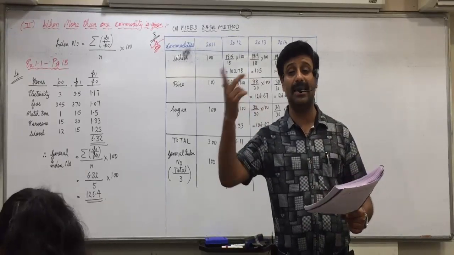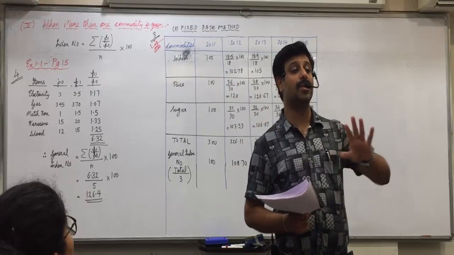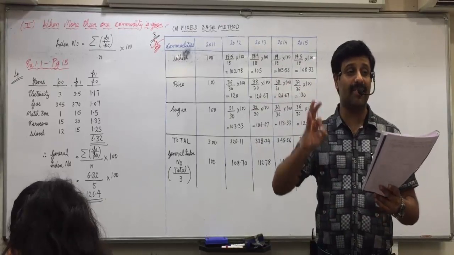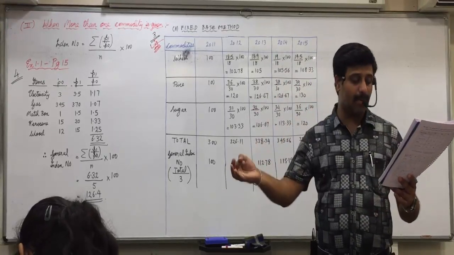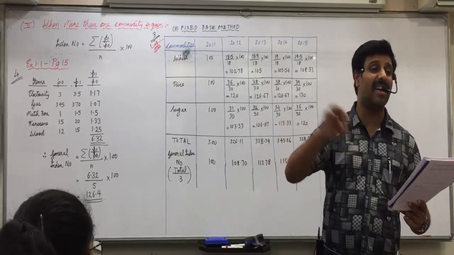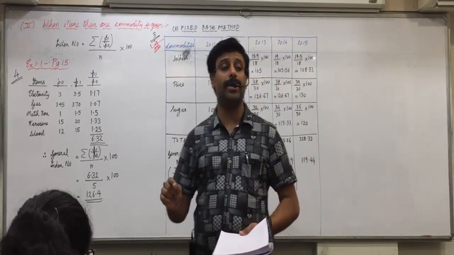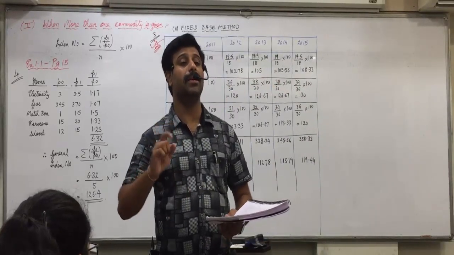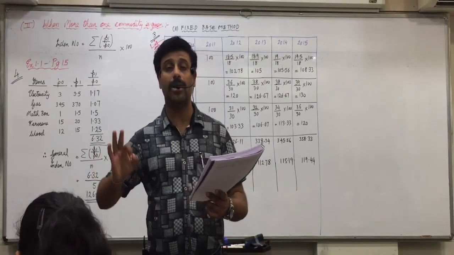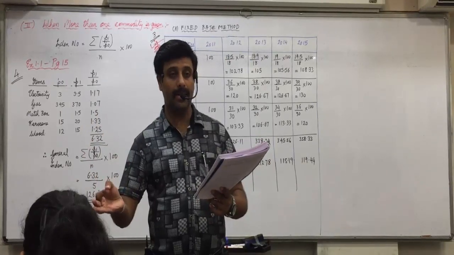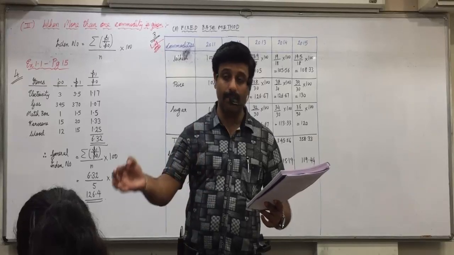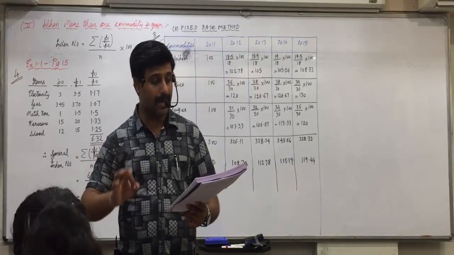Chain based means you divide by preceding year. And as we have seen in the note, first year you will take as 100. So wheat for 2011 again you will take it as 100. But listen carefully. 2012: 18.5 upon 18 into 100. But 2013: 18.9 upon 18.5 into 100. Current year upon preceding year into 100. Then 19 divided by 18.9 into 100. Then 19.5 divided by 19 into 100.